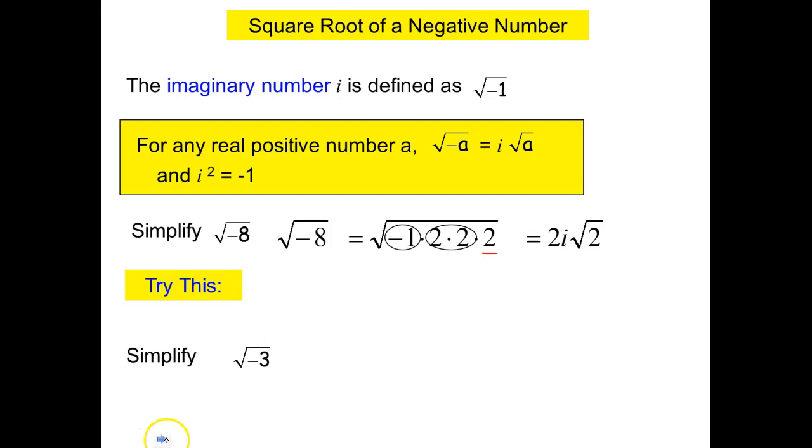If you want to pause the video and try these at any time, feel free. That's i radical 3, so the negative just came out as an i. 3 couldn't be reduced any further. Negative radical 12, well, that can be reduced as 2i radical 3. Negative radical 36, that's just 6i.